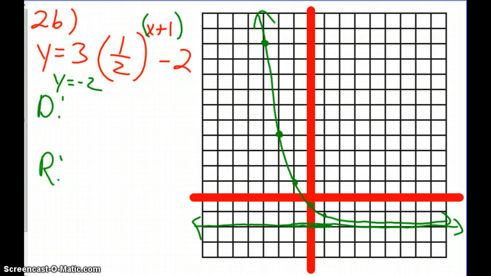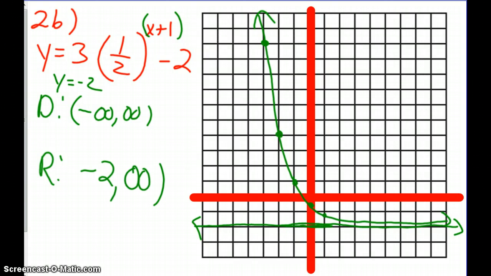Okay, now tell me this. What's the domain? Negative infinity to plus infinity. Okay, and what's the range? What's the smallest y you got? What's the biggest y you got? Infinity, okay, and curvy. There you go.